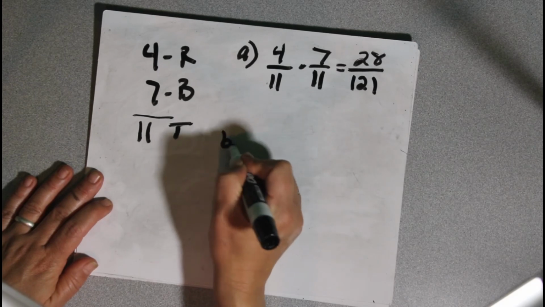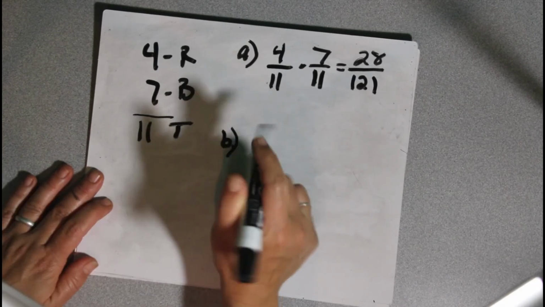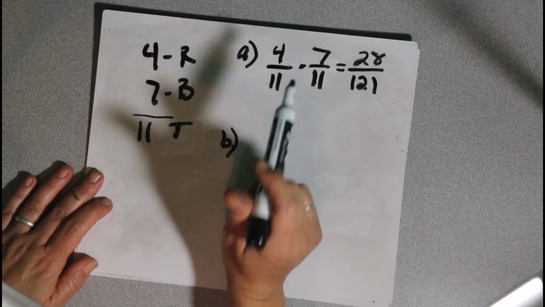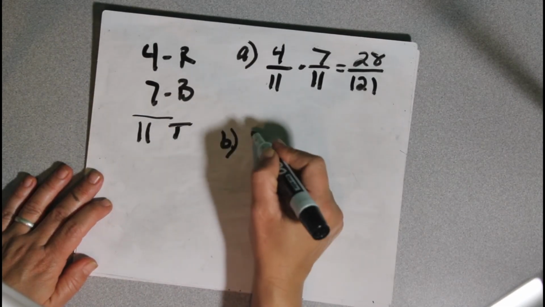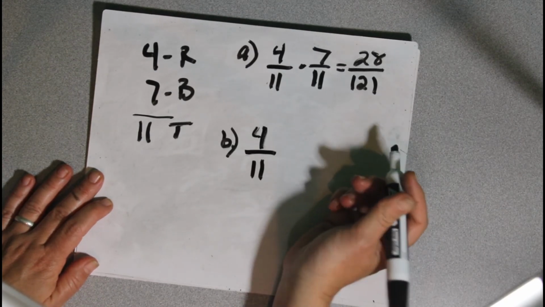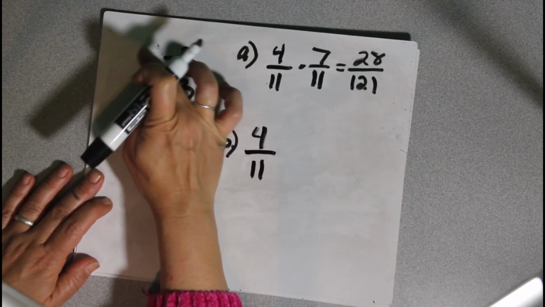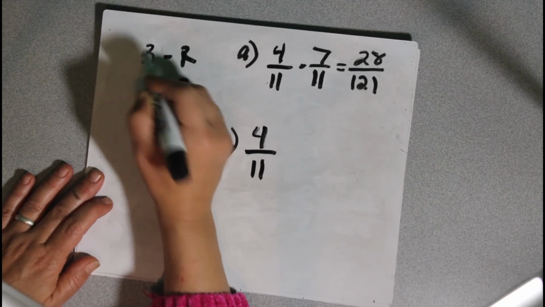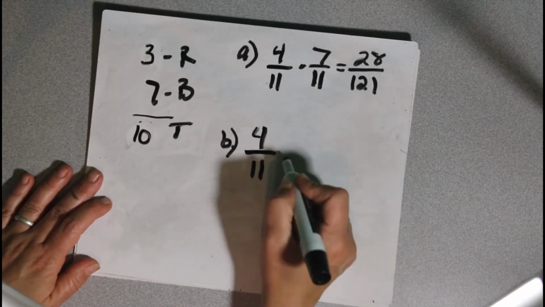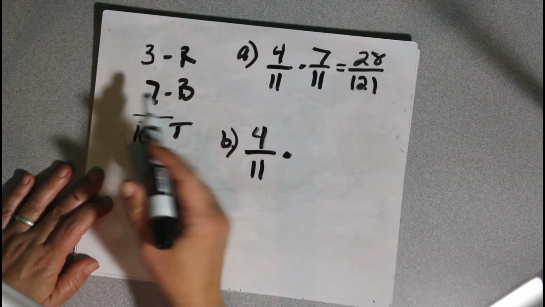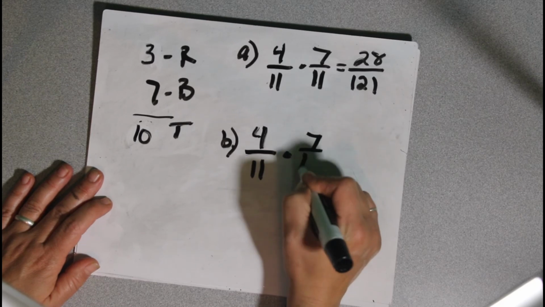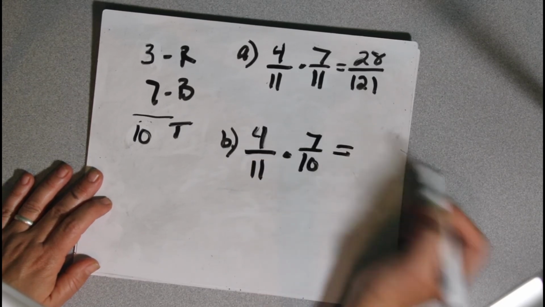Alright, B says without replacement. That means we take out the red marble first, and then we don't put it back into the jar. So, when we take it out the first time, we get 4 out of 11. So if we didn't put it back into the jar, then we're going to end up with 3 red marbles in the jar, and a total of 10. Now, what is the probability of us getting a blue marble? Well, it would be 7 out of 10.